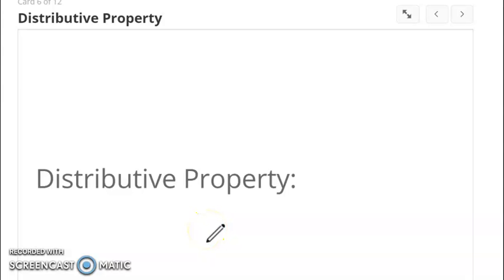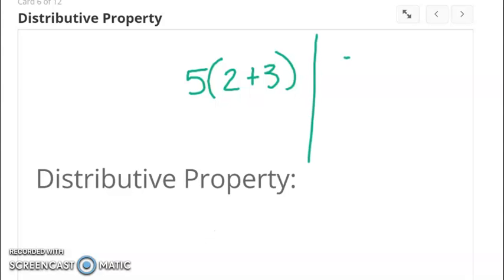Let's review distributive property and combining like terms. Distributive property questions look like this. And all the distributive property tells us is that I can either add two terms together and then multiply, or multiply two terms and then add. Both should get me equivalent expressions. So let's see what that looks like.